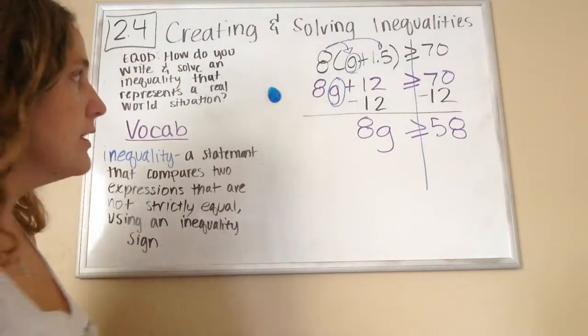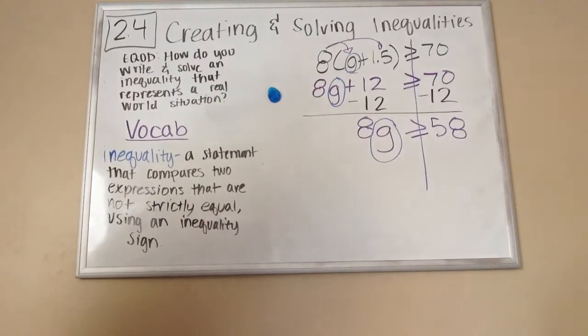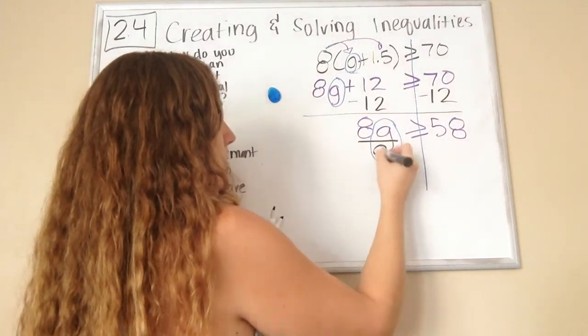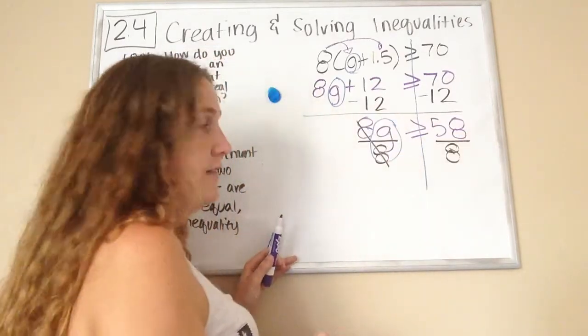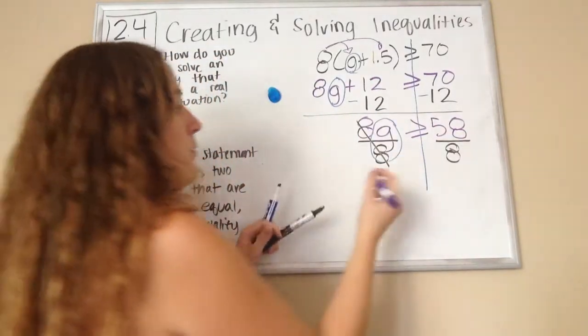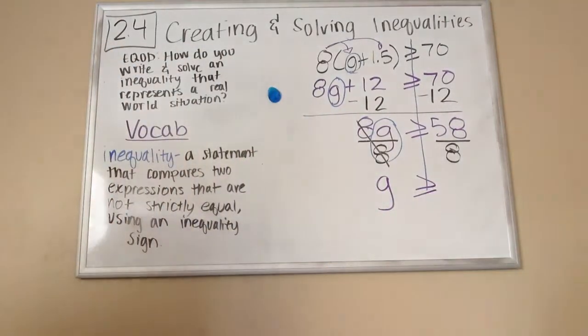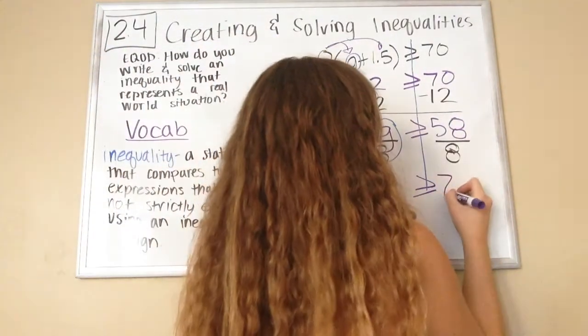And we're still trying to solve for this g. We still want to get this g by itself. So our very last step, since this is multiplication between them, we need to undo the multiplication with division. So we divide both sides by 8. 8 divided by 8 is 1. We get g is greater than or equal to 7.25.